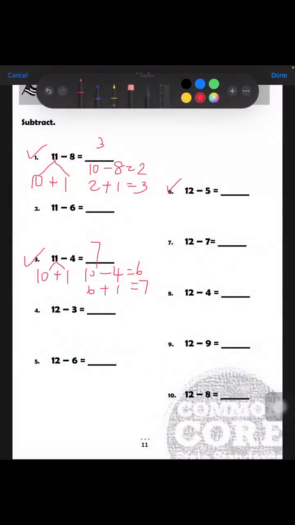We talk about question 6. We first split 12 into 10 and 2, and then 10 minus 5 equals 5, and 5 plus 2 equals 7, and the answer is 7.